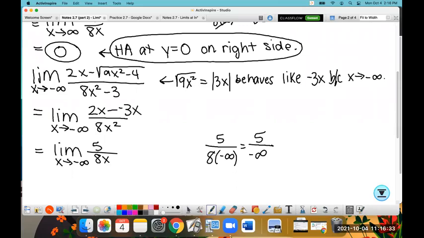And negative 0 versus 0, still 0. All right, so for my end behavior, same thing as last time, horizontal asymptote at y equals 0 on the left side.